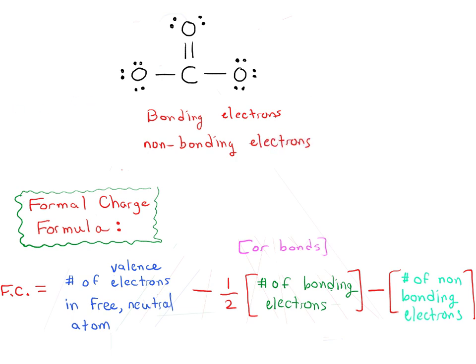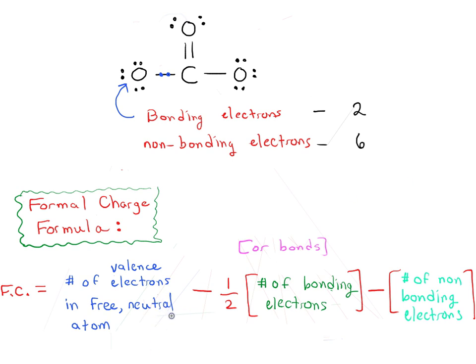So let's start with this oxygen first, the one on the far left. How many bonding electrons does this oxygen have? Well, it has one bond to the carbon, right? There's 2 electrons in that. So there are two bonding electrons because it's involved in one bond with carbon. And there are a total of 3 lone pairs on the oxygen, or 6 non-bonding electrons.